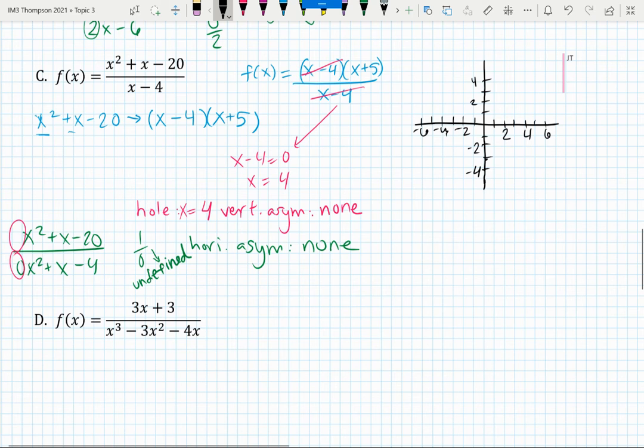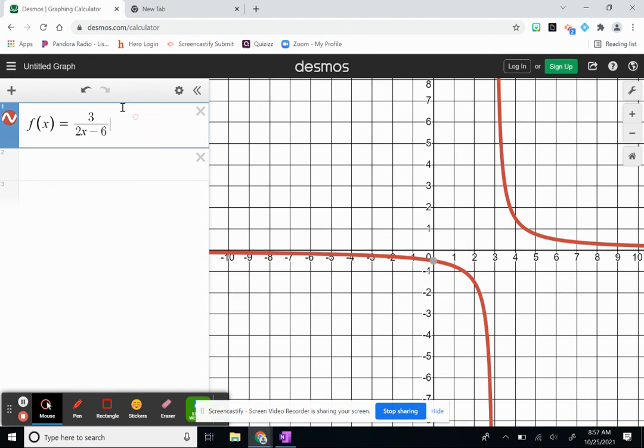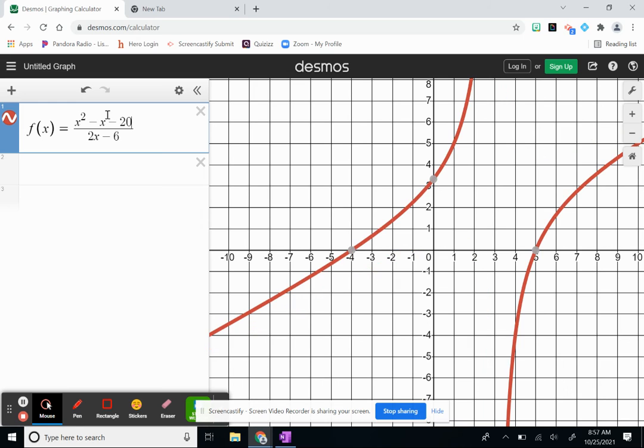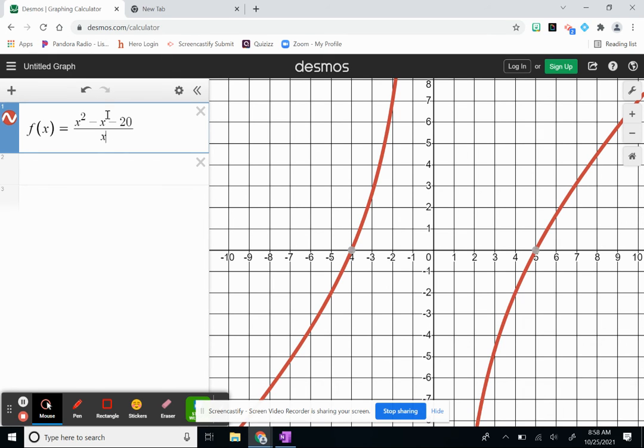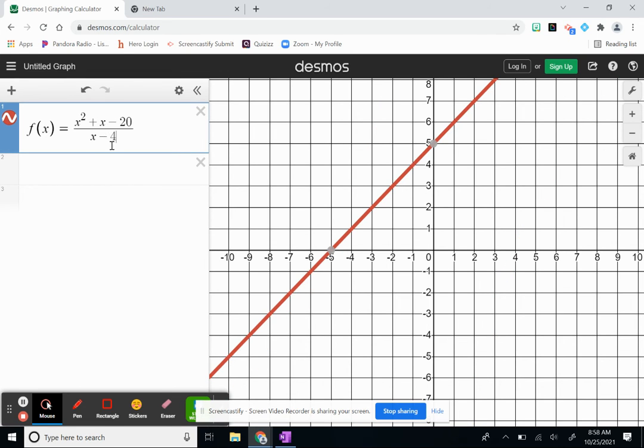So this graph is strange because I don't have a vertical asymptote and I don't have a horizontal asymptote. So let's go see what this graph looks like. Now, when you punch this in, you can always do either factored form or the form that was given. Either way. Oh, wait. That's a different equation. Change this problem since I did it on my notes. What was it? X plus 5 over x minus 4. Is that right? Okay.